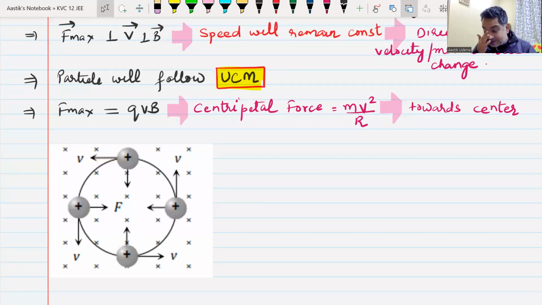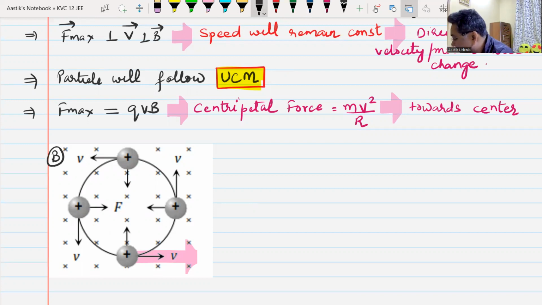Then we move ahead, and this is how the diagram looks. Suppose this particle has a velocity v like this initially. As you can see, the magnetic field is going inside. Do you see this? Cross, cross, cross means the magnetic field is going inside. Yes, sir. Everyone sees this? Yes or no?